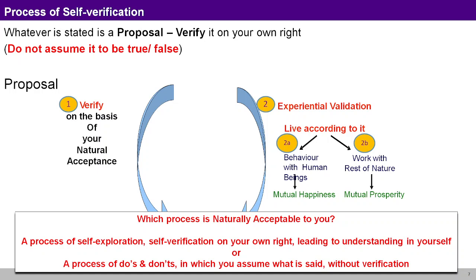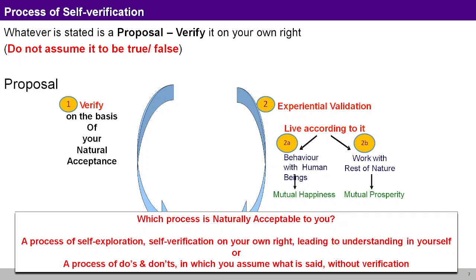once validating our desire and thought and living according to it, we can do that in two ways: behavior with human beings, and work with the rest of nature. Whatever comes to you is a proposal. A thought pops in me, then I verify the thought and I validate the thought, and after that I try to live according to it. I'll get the harmony, and that is the process of self-verification.